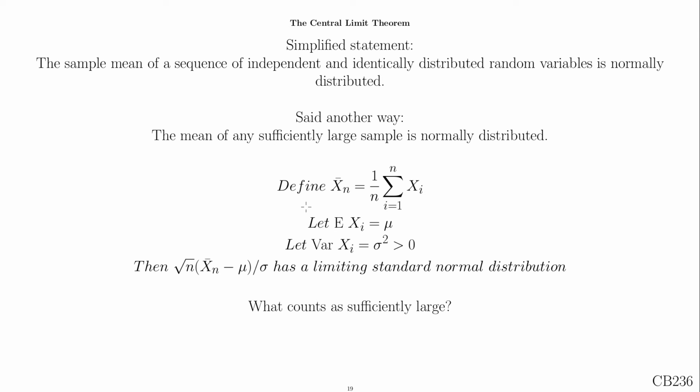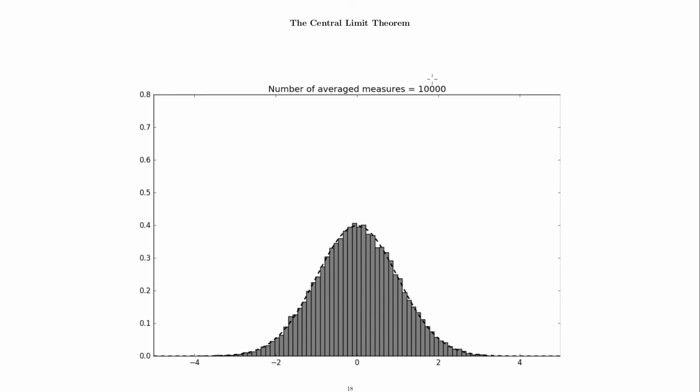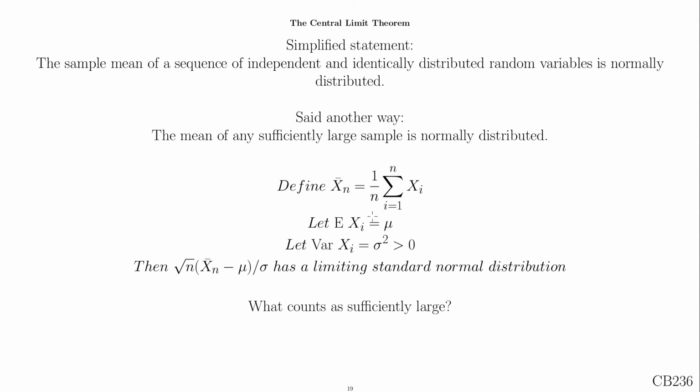So here's what I was writing on the previous slide, where I have defined x bar of n is equal to 1 over n times the sum from i equals 1 to n of xi. Right? So in this case, n would be 10,000. And so there's just two other things that we need. We need to know the expected value of the xi's, which we're just going to define as mu. And we want to know the variance of the xi's, which is sigma squared, and it just needs to be greater than 0.